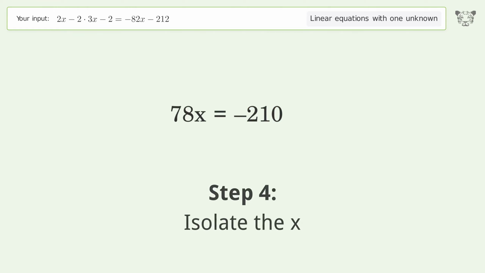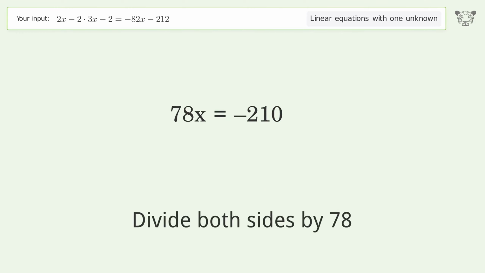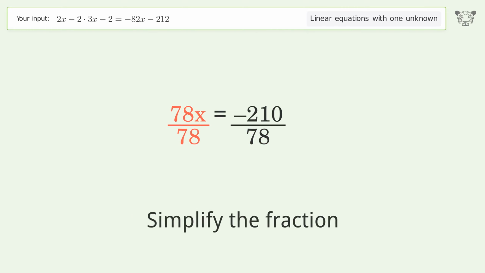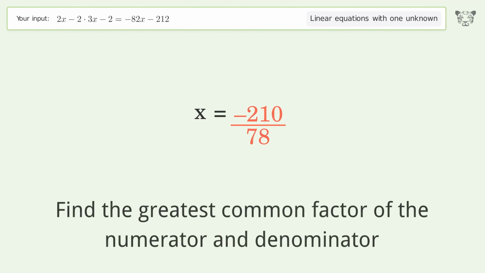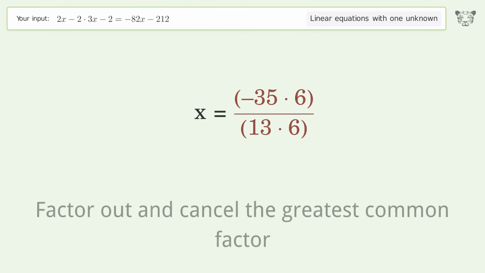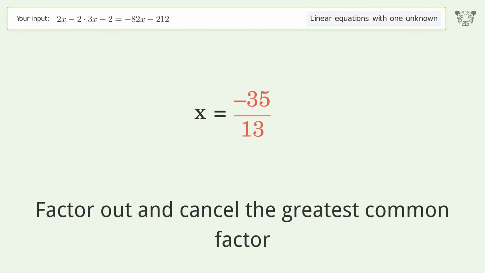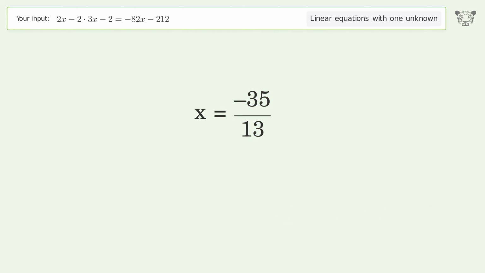Isolate the x. Divide both sides by 78. Simplify the fraction. Find the greatest common factor of the numerator and denominator. Factor out and cancel the greatest common factor. And so the final result is x equals -35/13.